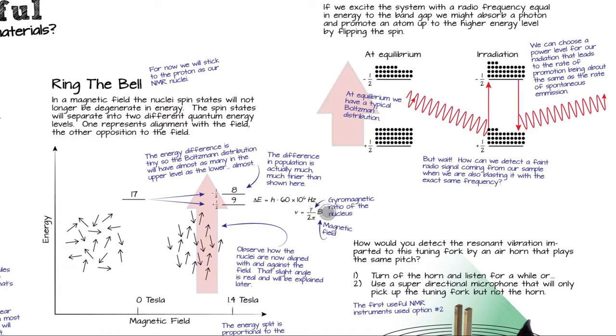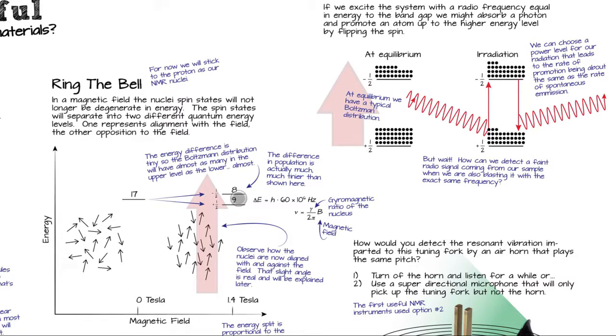So if that was 1.4, basically, if this term here is equal to 42, which is the ratio for proton, 42 times 1.4 is 60 megahertz. So you can predict the frequency from the magnetic field.